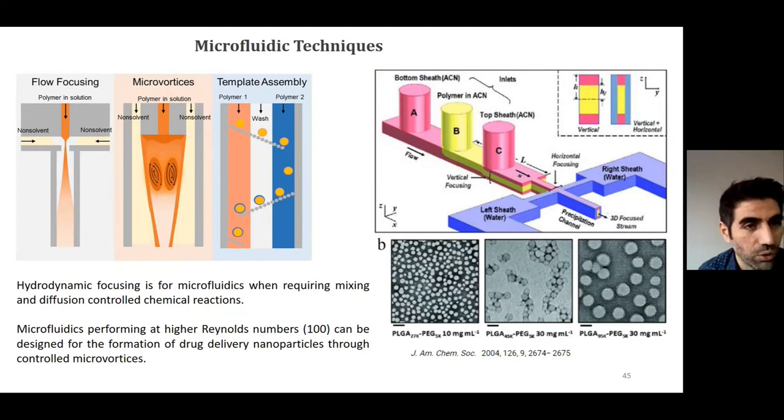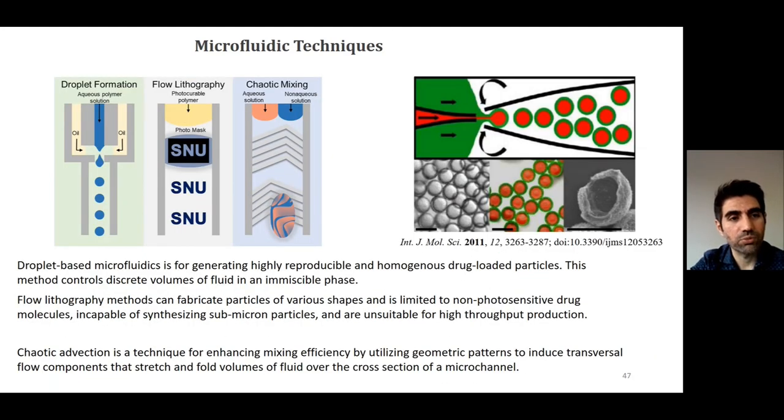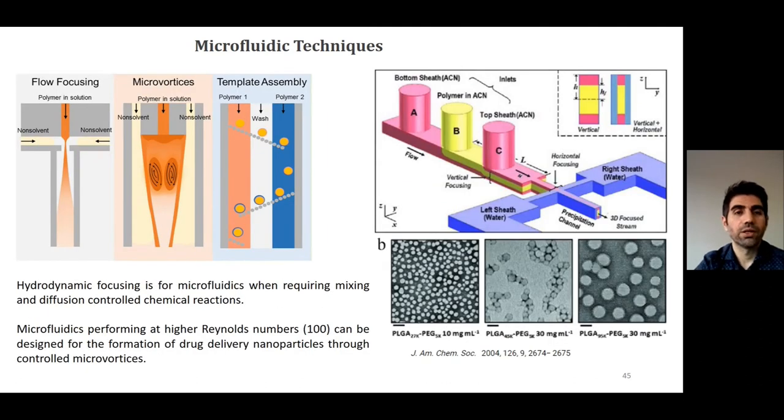We will start with flow focusing. Of course, there are different types: micro vortices, template assembly, and flow. Just a moment, please. Droplet formation, flow lithography, and chaotic mixing. All these are the most common microfluidic techniques for the fabrication of different types of nanoparticles: organic, inorganic, polymerics, metallics, and so on.